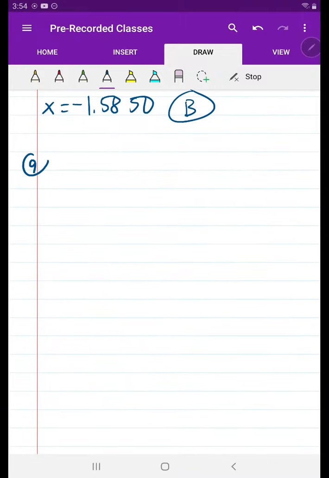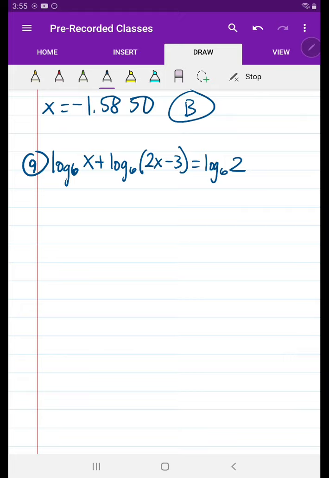For number 9, we have, let's see, log base 6 of x plus log base 6 of 2x minus 3 equals log base 6 of 2. And so for this, we have to solve for x. So we have addition between these logs here. So then that means we can combine the arguments in the logs on the left side. And that addition means that we're going to combine them with multiplication.